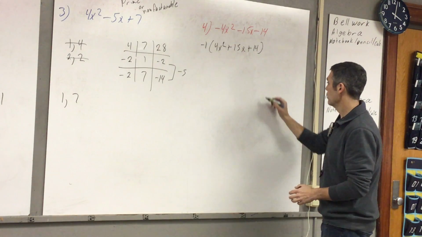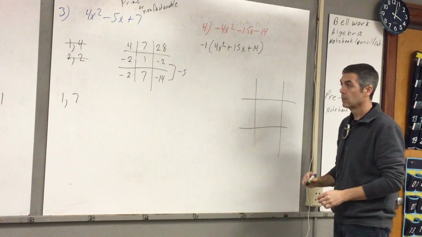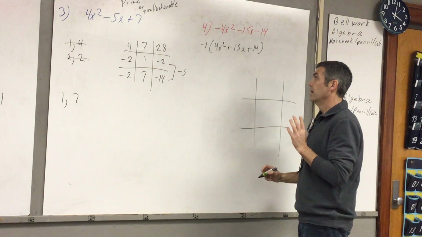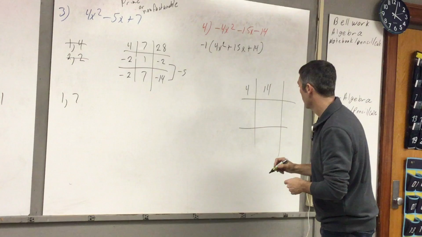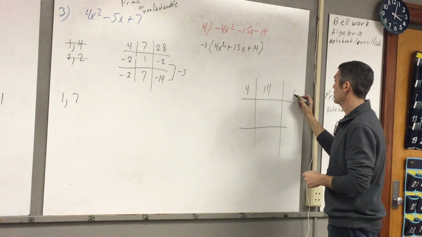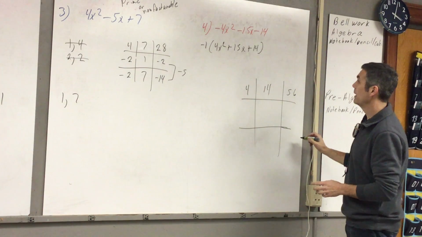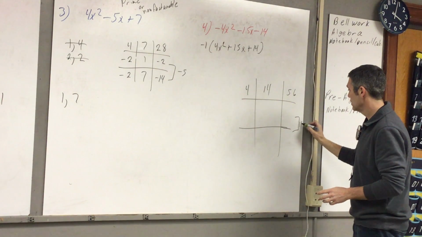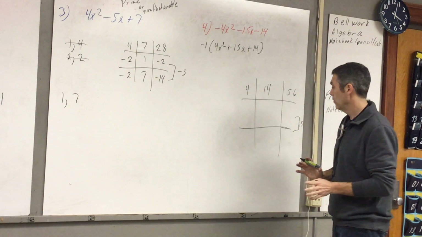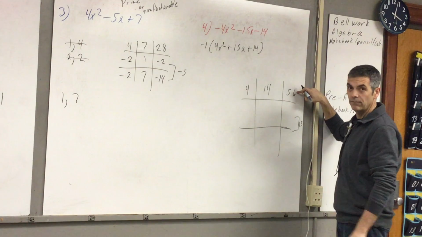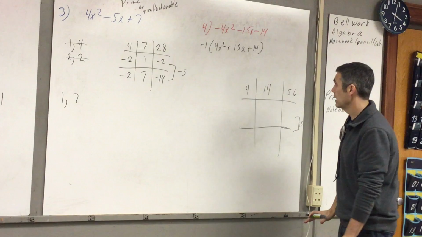Okay? And then we're going to come over here and we're going to create our tic-tac-toe. All right. 4 goes here, 14 goes there. 56 goes here. Sorry, a little bit of math. 15 goes here. Okay, so now we're looking for two numbers that can multiply to get 56 and add to get 15. And that's what we're looking at.